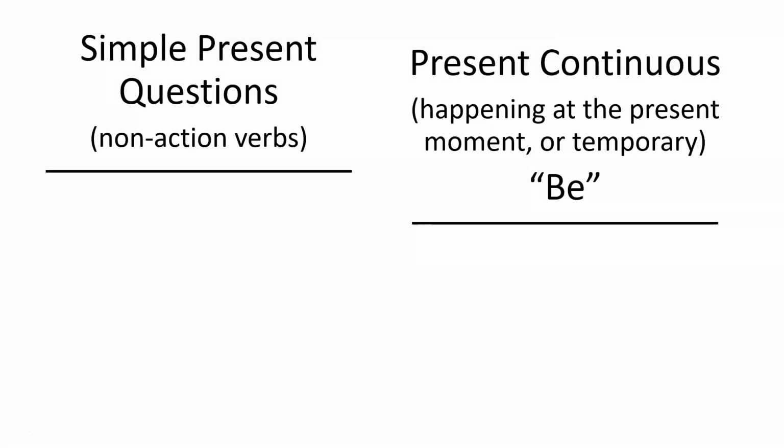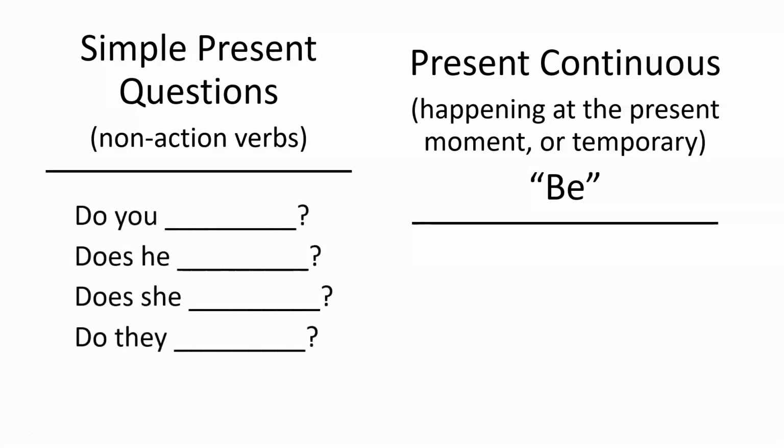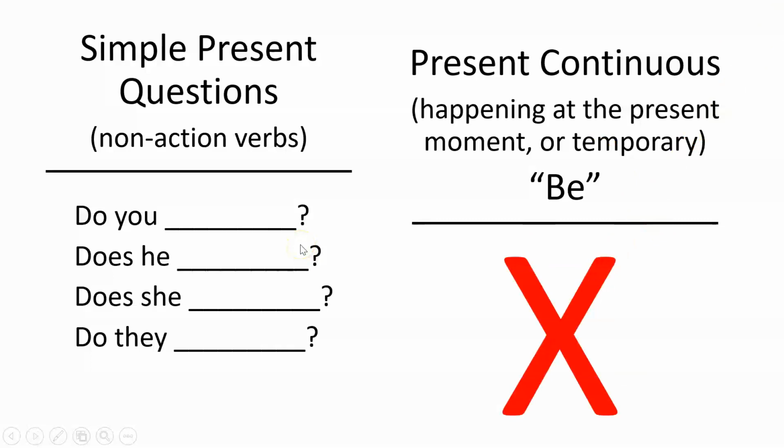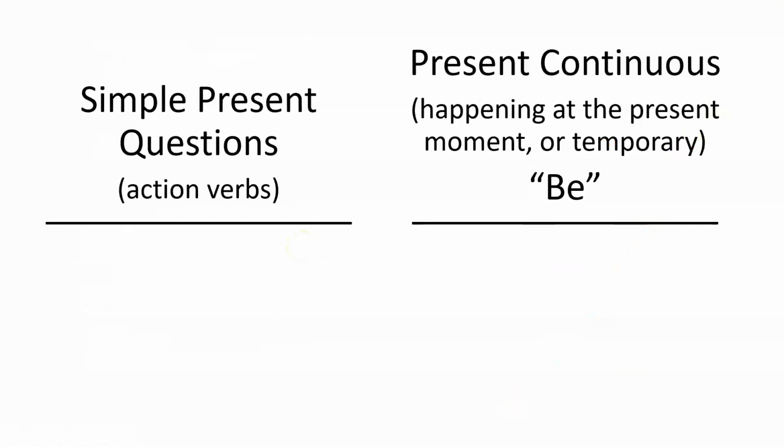For simple present questions, if I have a non-action verb, then I have to put them in the simple present, and they look like this. Do you? Does he? Does she? Do they? Always in the simple present, I have this helping verb do or does. Now, for present continuous, if it's a non-action verb, that's simply not possible, and I don't use it.